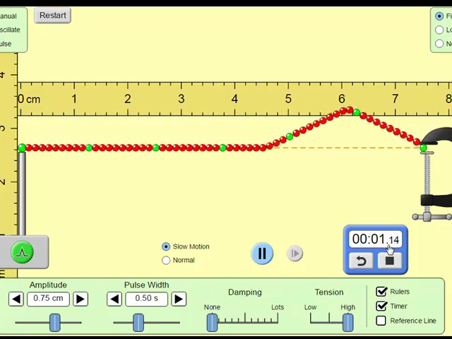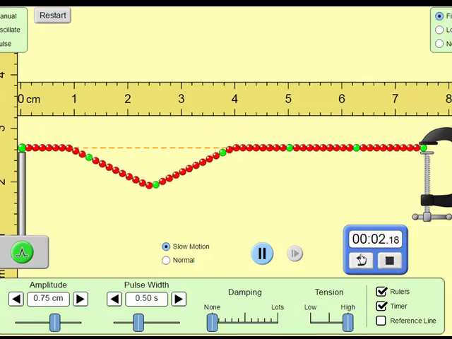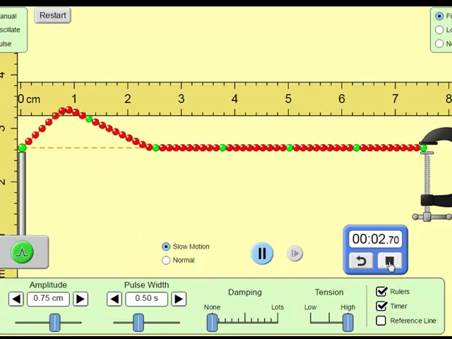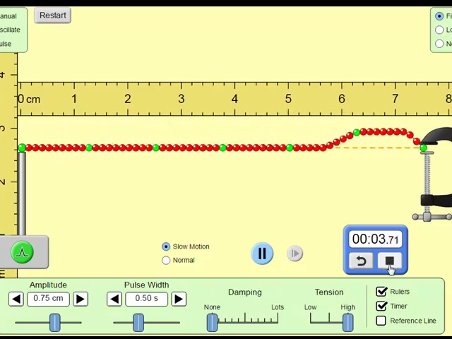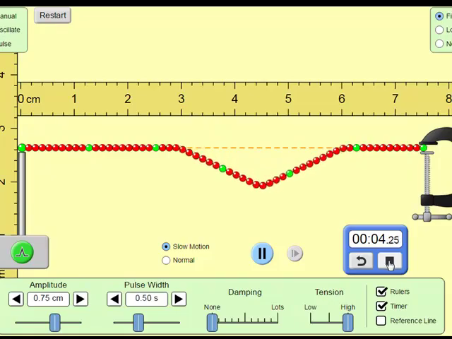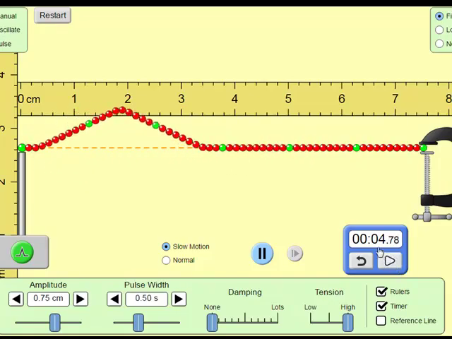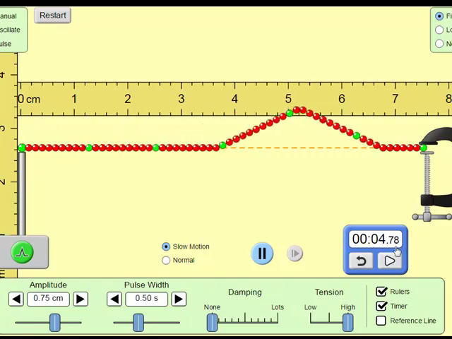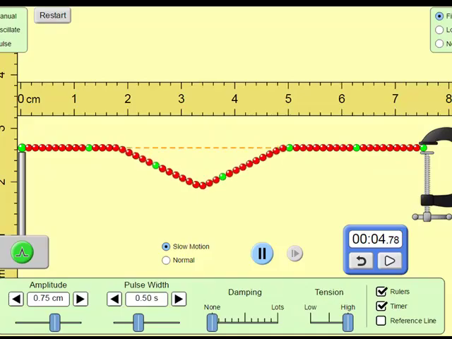So it's going along 1, 2 lengths, so I know it's got a total of 15. 3 lengths, that's 22.5. And finally along here, 4. Okay. So it looks like I have 4.78 seconds. Let me go ahead and enter that in the data.